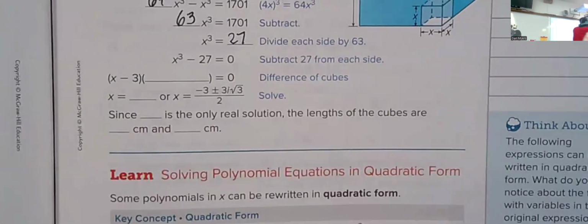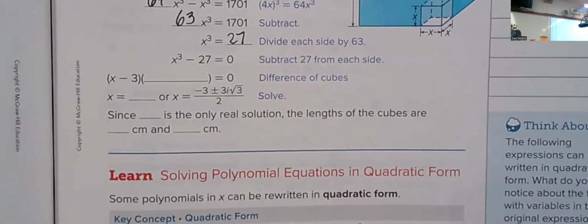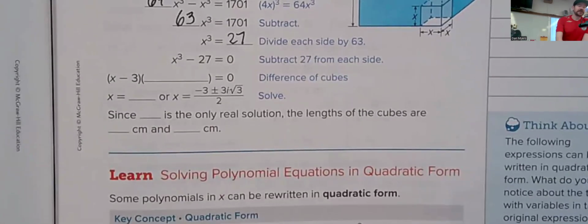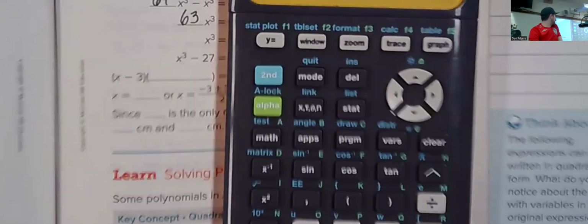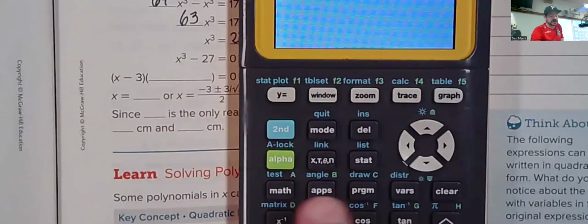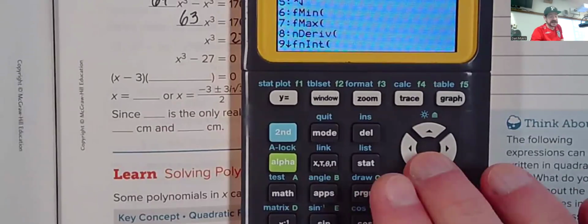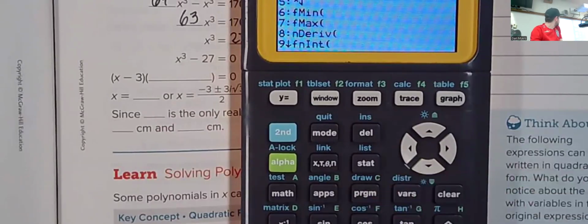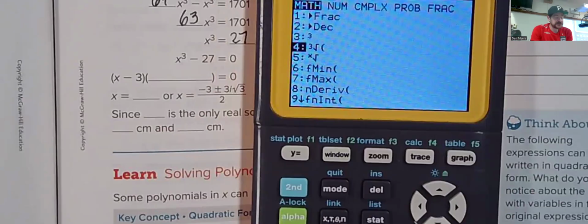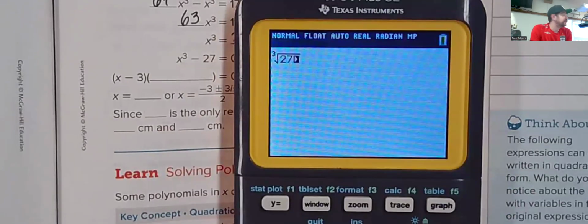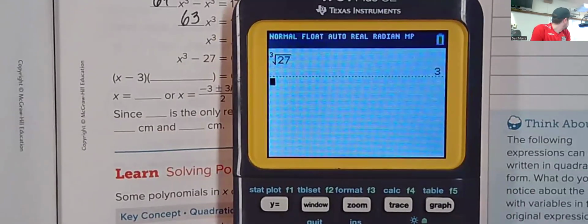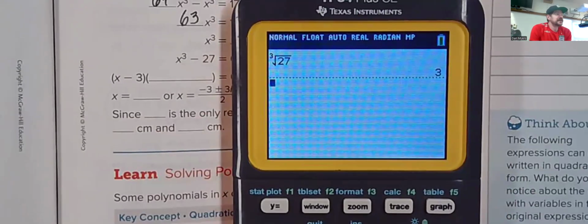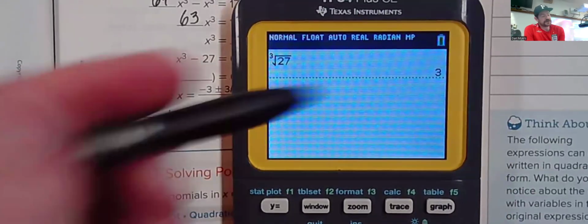3, yeah. And I mentioned this yesterday briefly, but just real quick, if you want to see if a number is a perfect cube or not, just hit the button that says math. Scroll down to option number 4. That is the cube root button. So option number 4 to the cube root, hit enter, and then you can just type the number underneath it. If you get a whole number underneath from a cube root, that means that the number is a perfect cube. So 3.